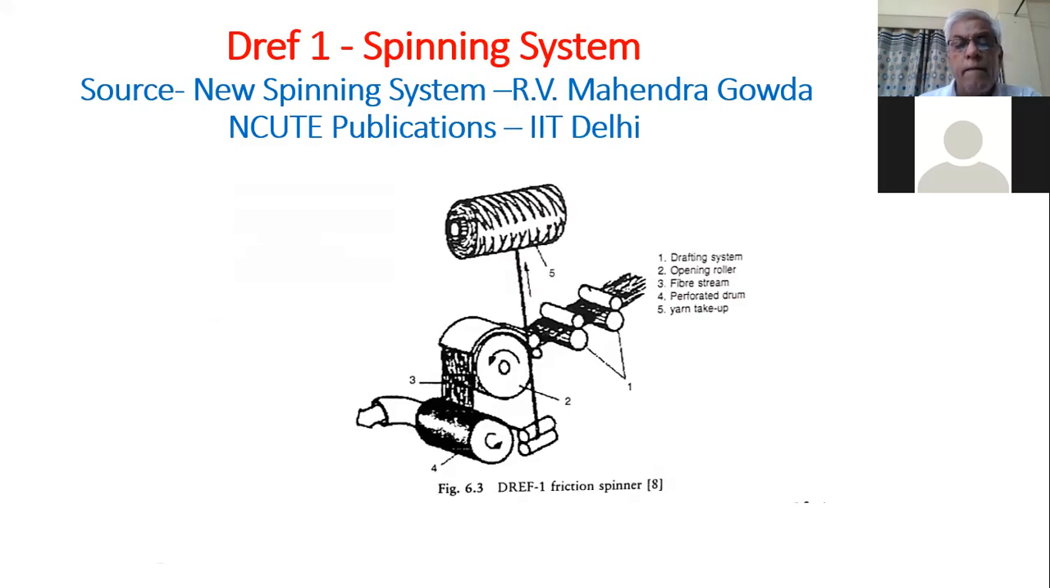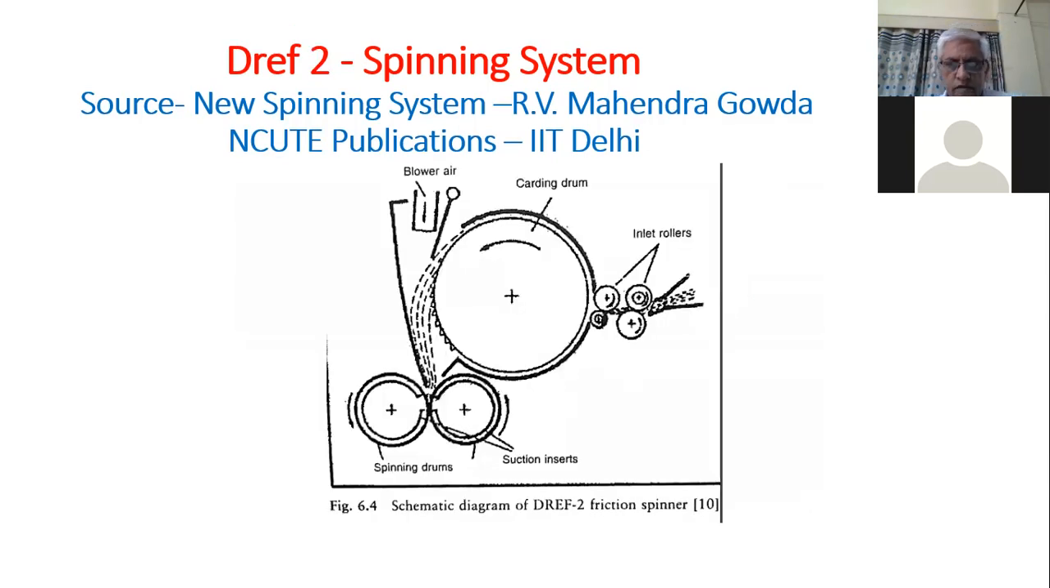They are made into individual fibers by the opening roller, and then they are falling on the single perforated drum. Then an open end yarn is introduced on the surface of the drum. It has some limitations. Speed is less. Only coarse counts can be spun.